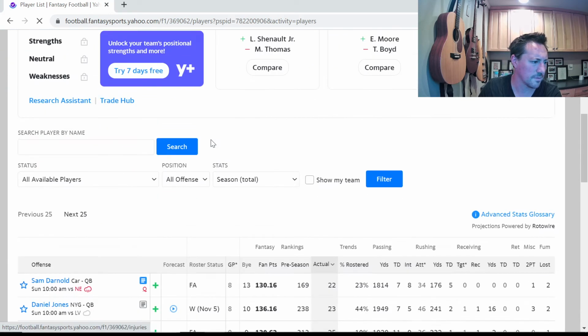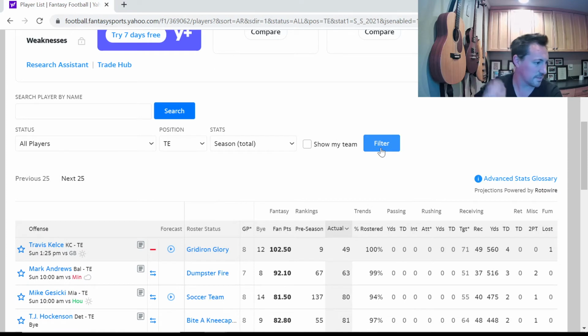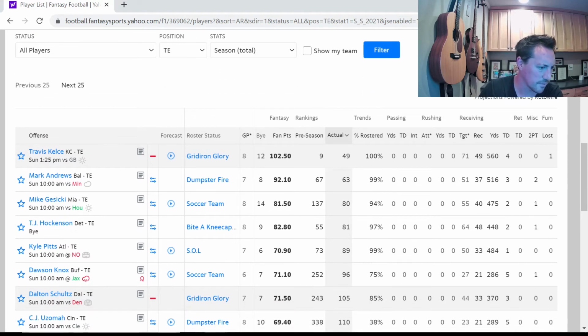If we go to tight ends and we look at the season total for tight ends, we want to switch this to all players. And you go filter it. He's still 10 points above the next closest tight end, which is Mark Andrews. And then he's 20 points ahead of the third place tight end, which is Mike Gesicki.